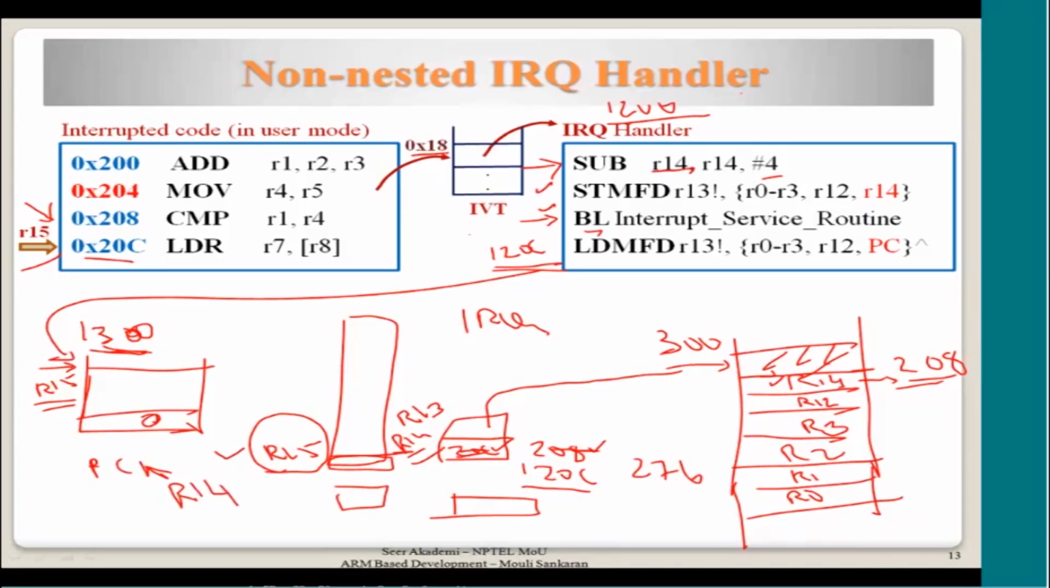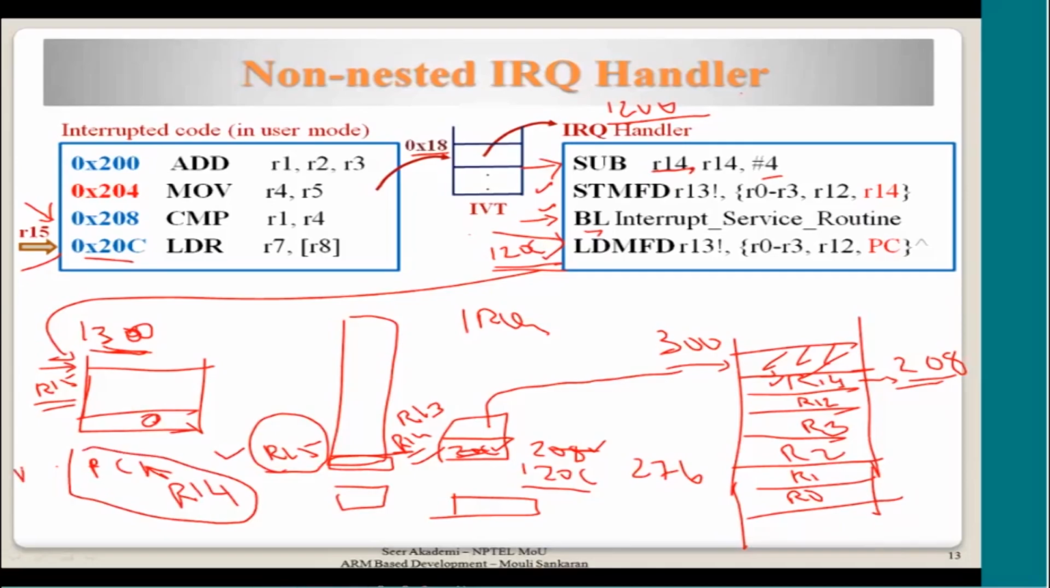If you execute, at the end of the ISR, the instruction MOVS PC, R14, it will copy this 120C into PC. PC will come back here. You agree? So after the service routine is done, we have to put this instruction, MOVS PC comma R14, and it will come back to this instruction.